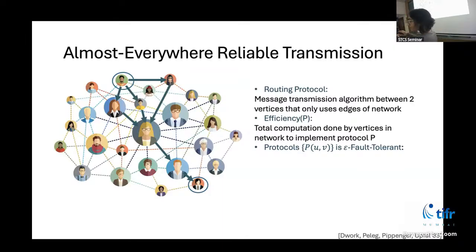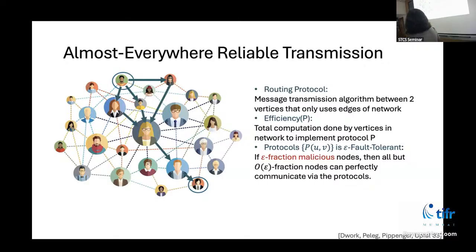An adversary comes in and corrupts a bunch of nodes or edges in the graph. After that, in the protocols, these corrupted edges or vertices may deviate from the protocol arbitrarily, even adversarially. And you still want that if an epsilon fraction of nodes are corrupted, only O of epsilon players may not be able to communicate with each other, but for 1 minus O of epsilon of pairs of players can still communicate.